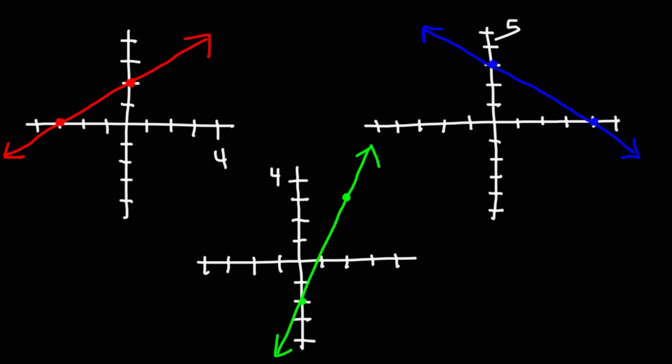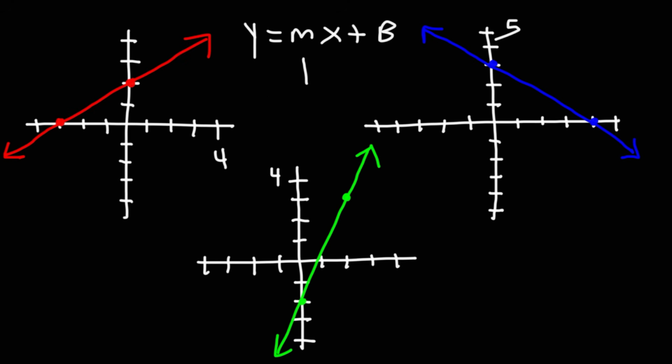In this video, we're going to talk about how to find the equation of a line from a graph. So you need to be familiar with this formula: y is equal to mx plus b. It's a linear equation in slope-intercept form.